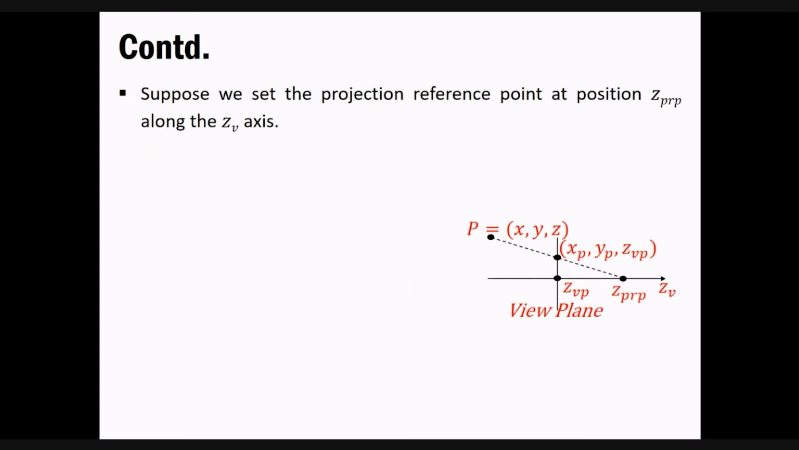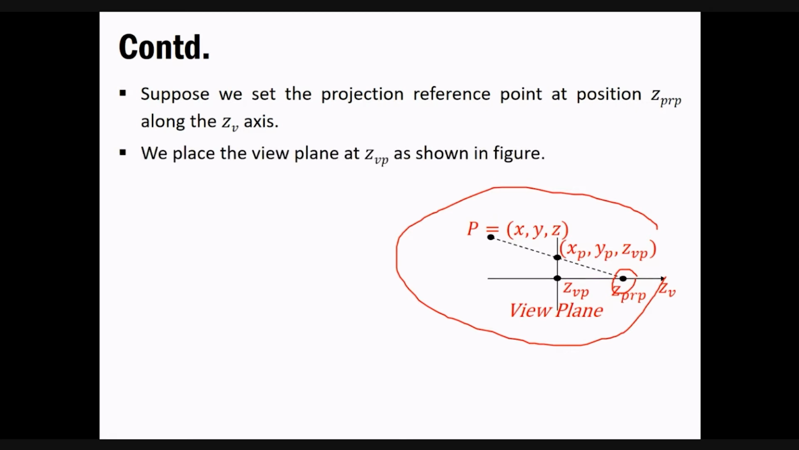Based on that, we have a few more things coming out of it. Suppose we set the projection reference point at position Z PRP along the ZV axis. So we have this typical scenario that is given to us, and we will go ahead with this in mind. Now, what it says is we place the view plane at ZVP as shown in the figure. Okay, so the view plane is at this particular point, that can be denoted with ZVP.